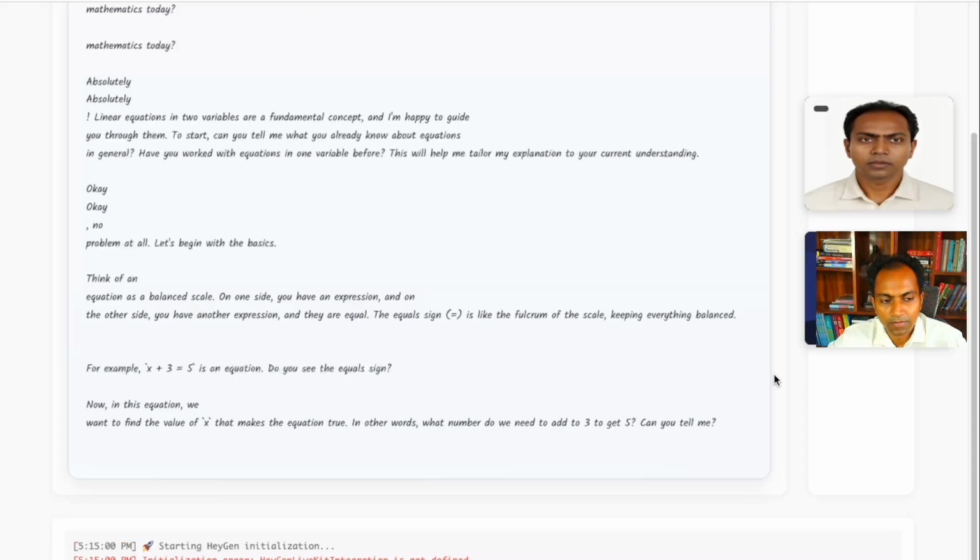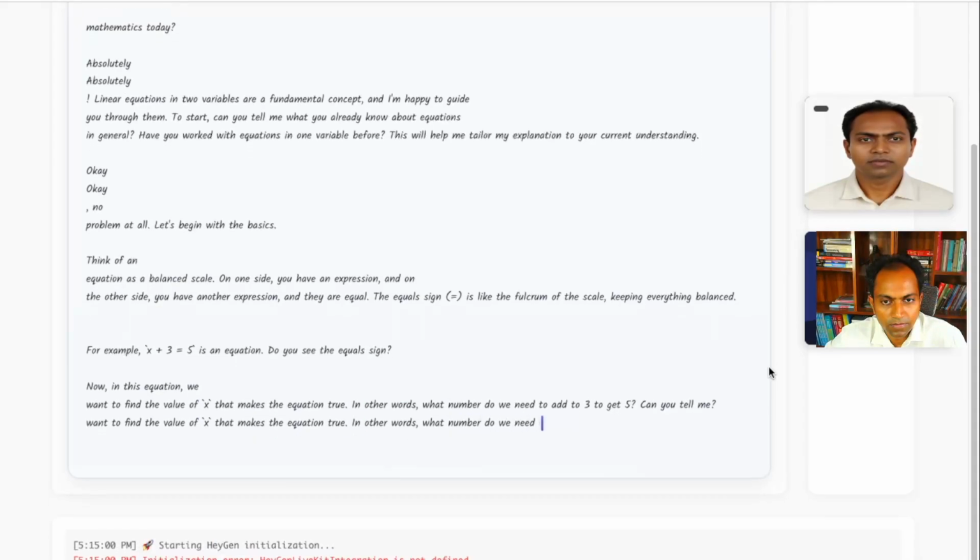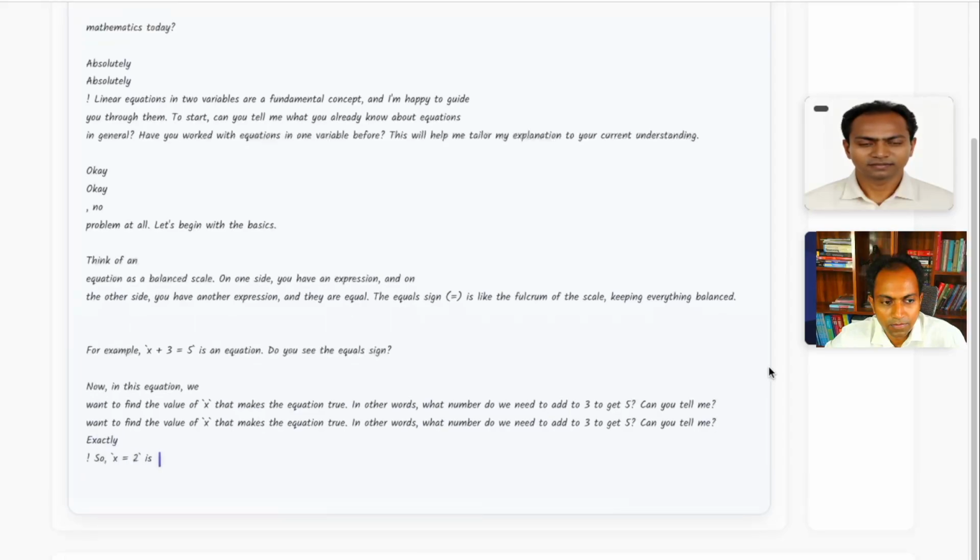For example, x plus 3 equals 5 is an equation. Do you see the equals sign? Now, in this equation, we want to find the value of x that makes the equation true. In other words, what number do we need to add to 3 to get 5? Can you tell me? Yeah, it could be 2. Exactly. So x equals 2 is the solution to this equation.